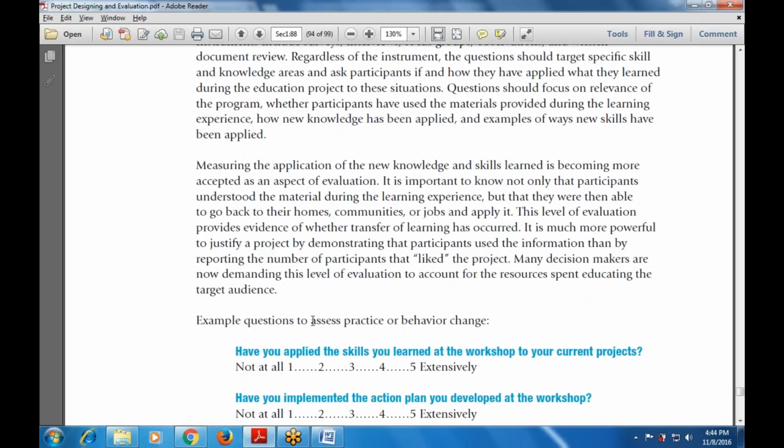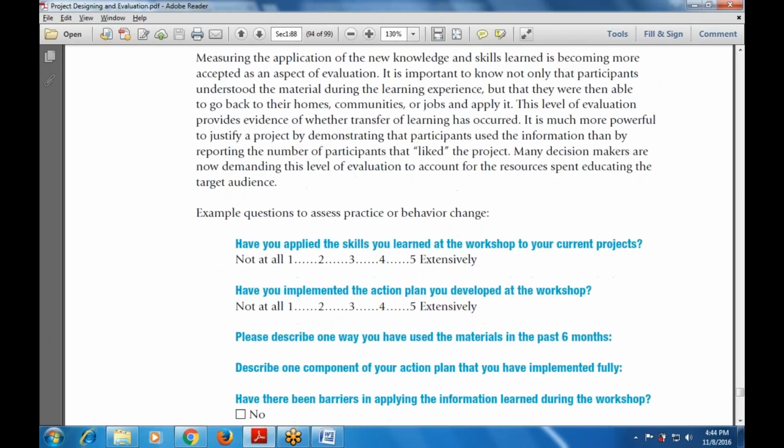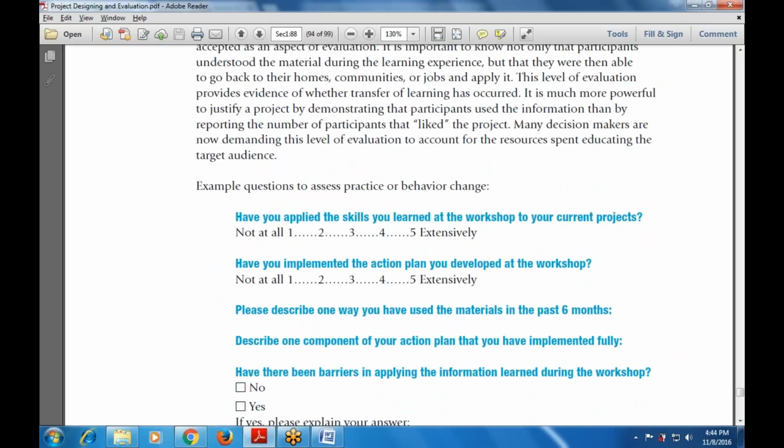Now, example questions to assess practice of the behavior change. What are the various example questions? First: have you applied the skills you learned at the workshop to your current project? Whatever skills and knowledge you learned at the workshop, have they been practically implemented in your project or not? That is one of the questions.